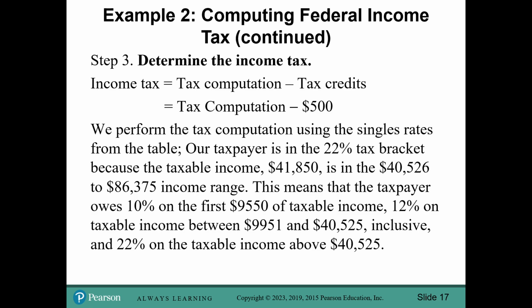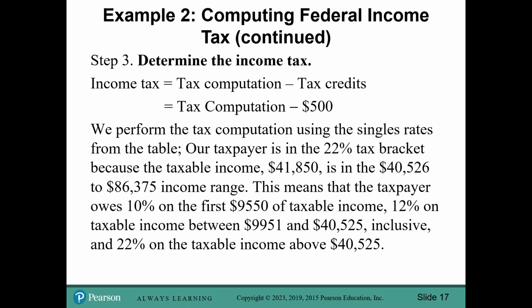Okay, now we have our taxable income. We want to actually determine what we owe now. We have to determine the income tax. The income tax is going to equal our tax computation minus our tax credits. Here we have a tax credit of $500. We perform the tax computation using the single rates from our table. Our taxpayer is in the 22% tax bracket because the taxable income of $41,850 is in the $40,526 to $86,375 income range. Let's stop right there, okay?